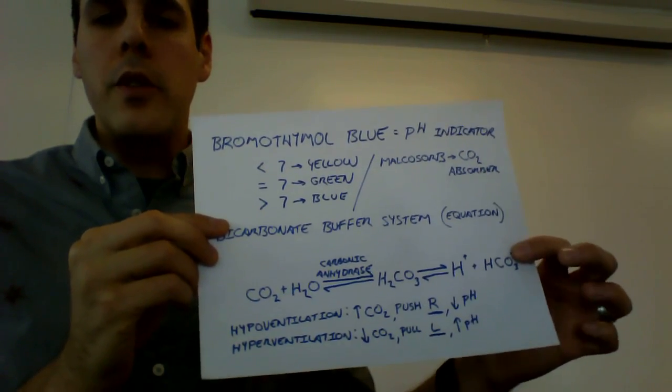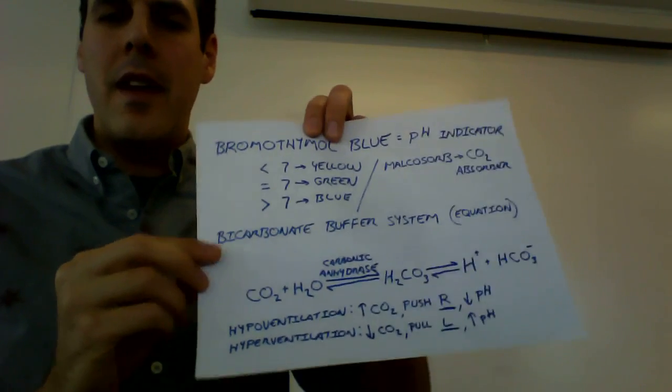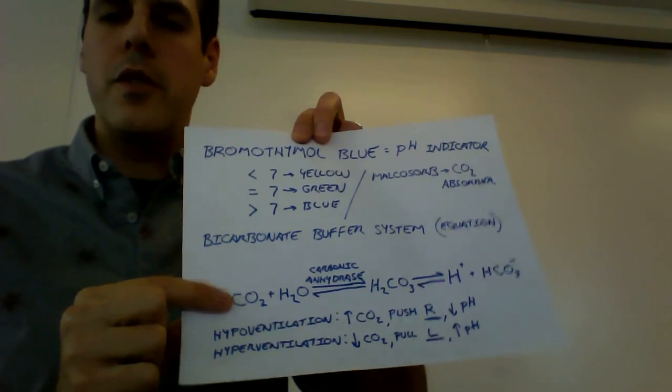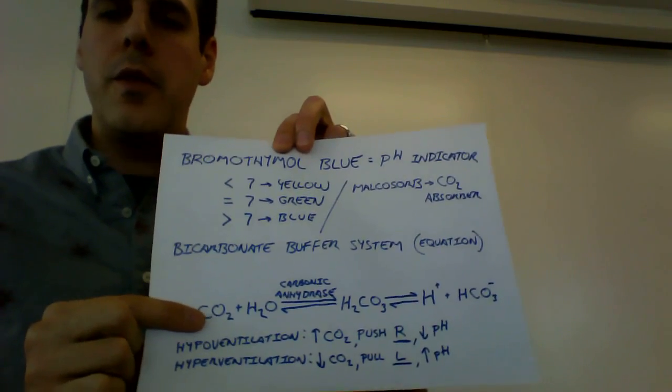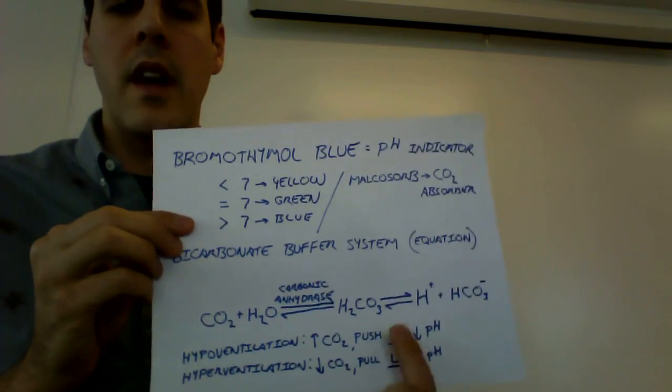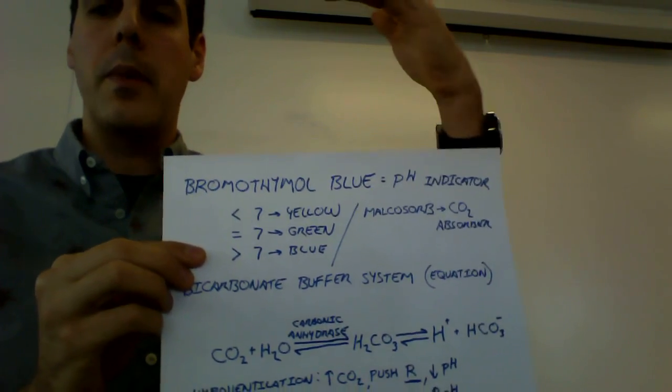However, you can hyperventilate. When you hyperventilate, you breathe off too much carbon dioxide. If you breathe off too much carbon dioxide, you pull this reaction to the left and you have fewer hydrogen ions, so your pH is going to go up.